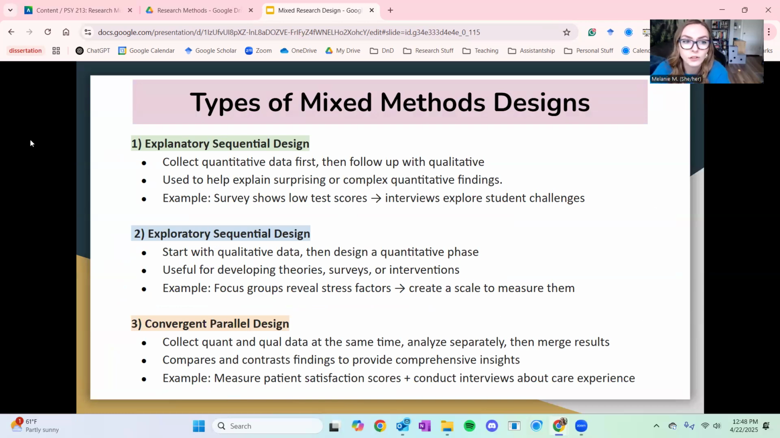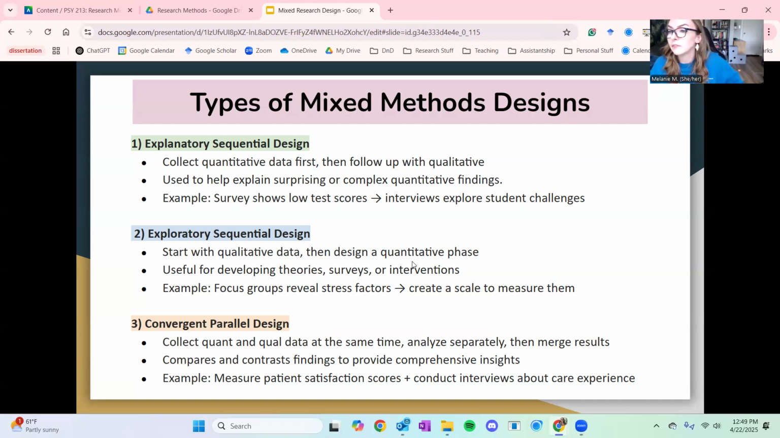The first one is called explanatory sequential design, and this is where you collect that quantitative numbers data first, and then you follow up with qualitative. So an example would be a survey showing low test scores quantitatively, but then I follow up in some interviews and try to understand why the students think that's happening. So, okay, I found this interesting result in my quant. I don't quite understand it. Let me follow up in this explanation, sequential design to understand and contextualize some of those findings.